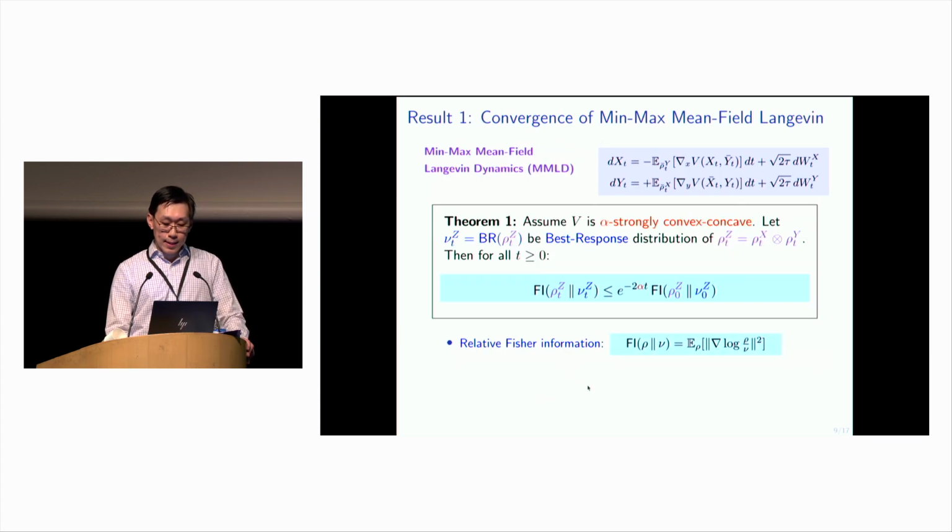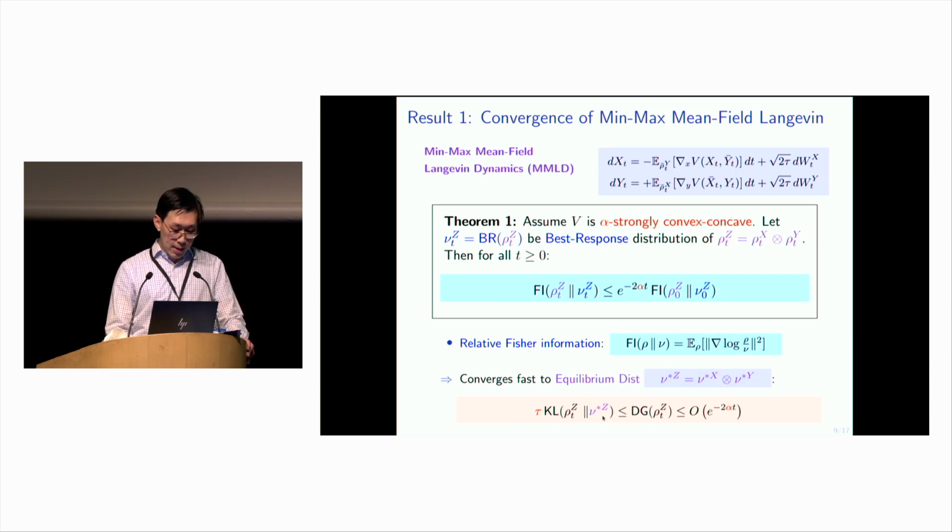And that's our first main result. So we show that along this continuous time mean field dynamics, at each time t, the KL divergence between our iterate and the best response distribution is converging exponentially fast to 0. And this implies that the iterate also converges exponentially fast to the equilibrium distribution nu star. Right? So the duality gap is the KL divergence to the best response, and that is an upper bound to the KL divergence to the actual equilibrium distribution. So this shows that in this continuous time limit, we have an exponential convergence guarantee.